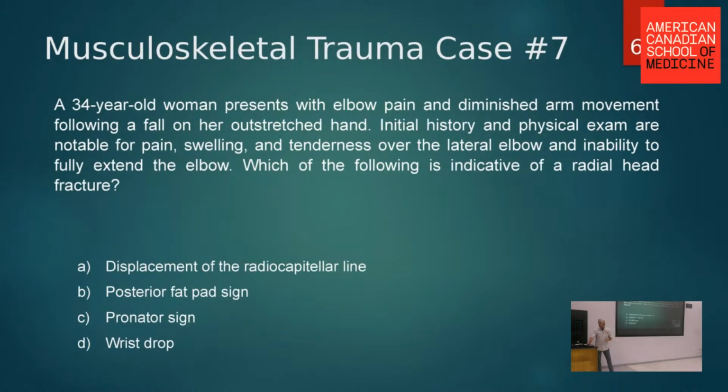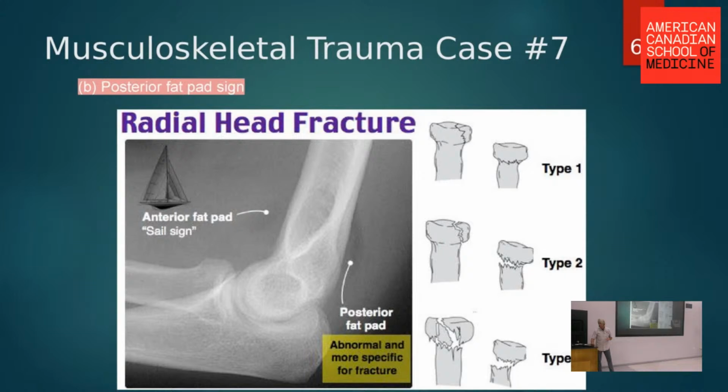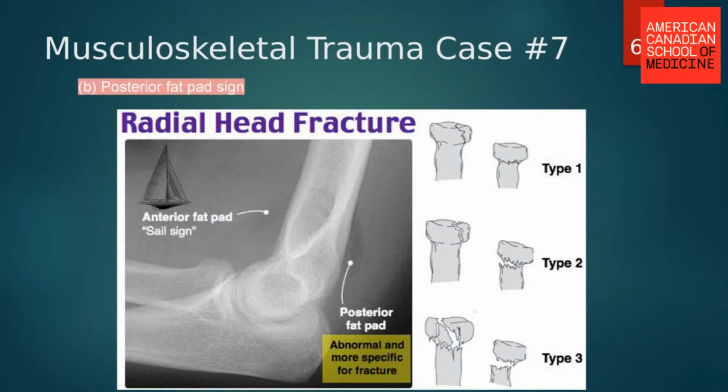So let's see what this lady has here. Posterior fat pad, abnormal and more specific for fracture. I misspoke. You can see an anterior, it's kind of hard to see with the lights on in here, but you can see that this area is a little blacker. You can see definitely this is blacker than the surrounding tissue. So that's fat that normally you would not see on a lateral x-ray. It's called a posterior fat pad sign. That usually means there's some type of intra-articular swelling or an effusion causing that.